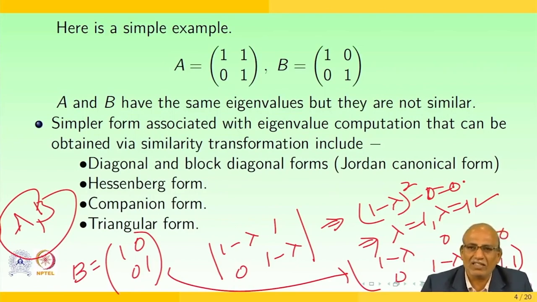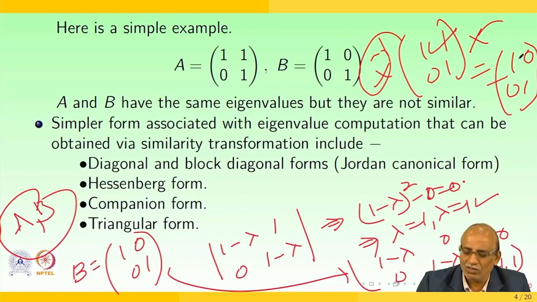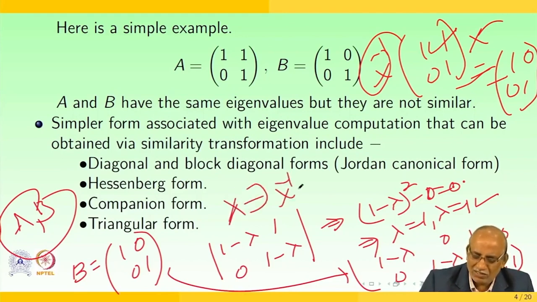That is, if there exists a non-singular matrix X such that X inverse AX is equal to B, that means you have X inverse times 1 1 0 1 should be equal to the matrix 1 0 0 1. So what is the form of X, so that when you multiply the inverse with the matrix A and X, you get the matrix 1 0 0 1? This is not possible. So A and B have the same eigenvalues, but they are not similar matrices, because we cannot find an X such that X inverse AX is equal to B.